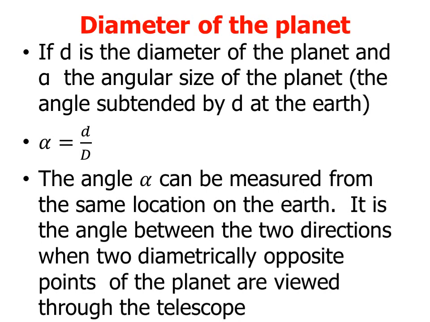If D is the diameter of the planet and alpha is the angular size of the planet, the angle subtended by D at the earth, alpha is equal to D by capital D. So the angle alpha can be measured from the same location on the earth. It is the angle between the two directions when two diametrically opposite points of the planet are viewed through a telescope. In that case, from one point on the earth we are looking at two points on the planet, so that we can measure the diameter of the planet.